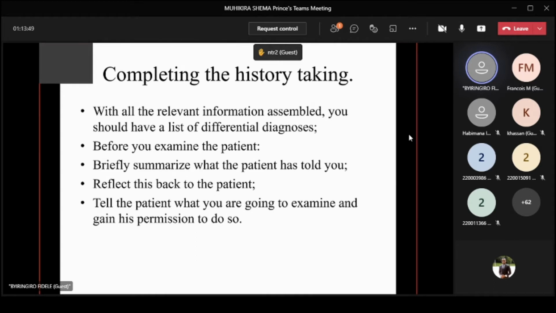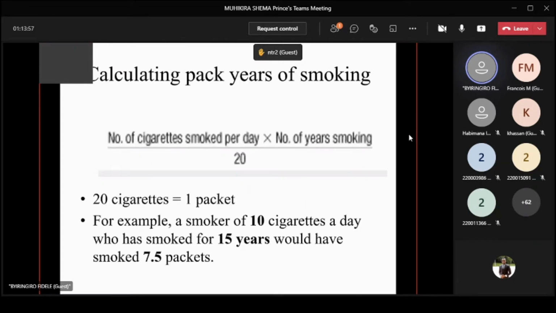Briefly summarize what the patient has told you. Reflect this back to the patient, tell the patient what you are going to examine, and gain permission to do so. This is an ethical principle.